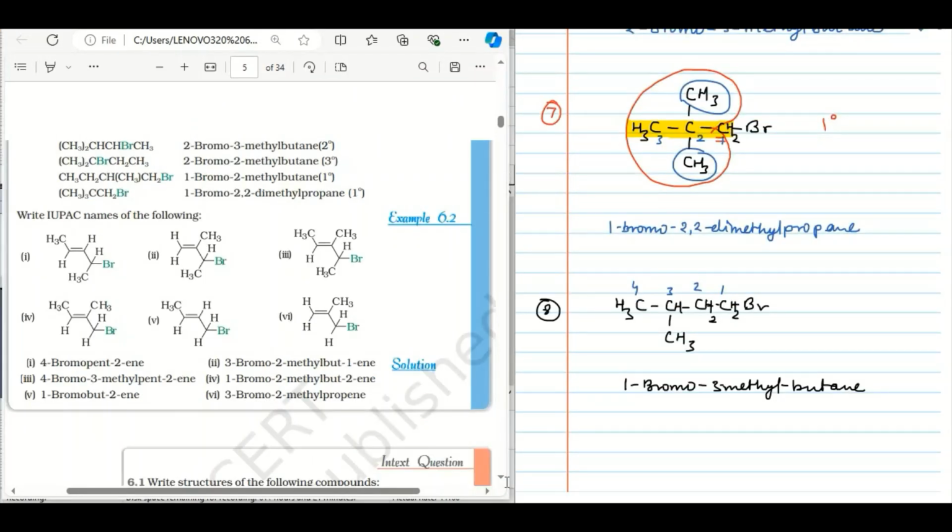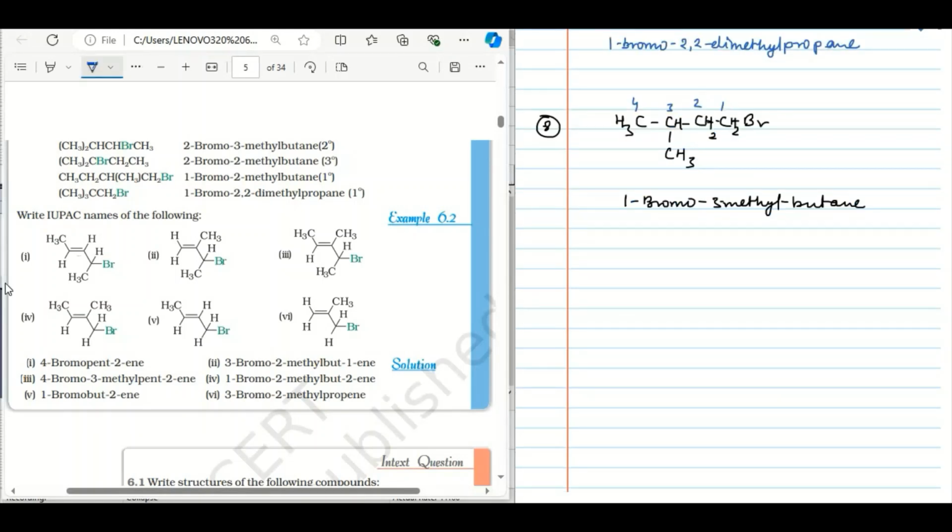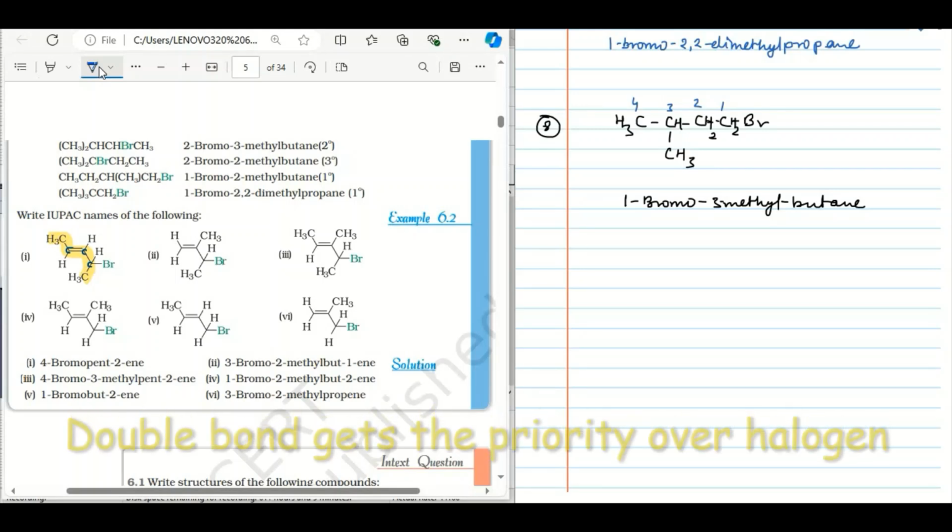Now write the IUPAC name of the following molecules. First of all, count the number of carbons. So here carbon is there, there is also carbon and there is also carbon. Now select the longest carbon chain to which Br is bonded. So here it will start from here, this carbon 1, 2, 3, 4 and this is the 5th carbon to which bromine is bonded. Now number this chain so that double bond and bromine gets the lowest possible number.